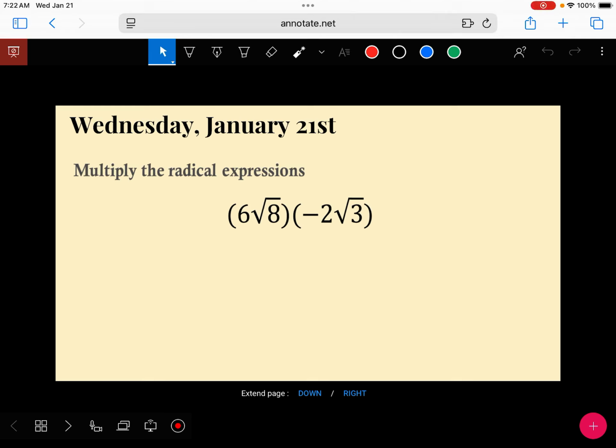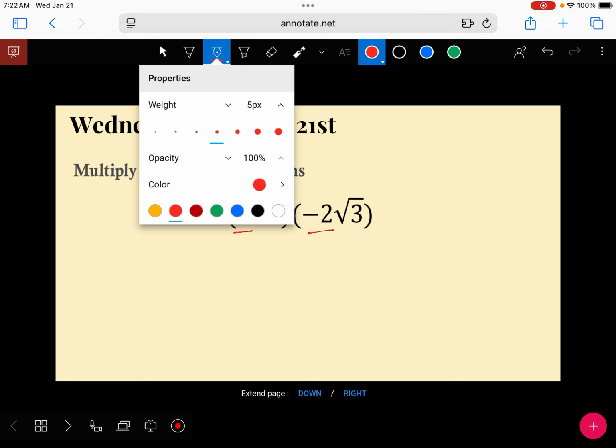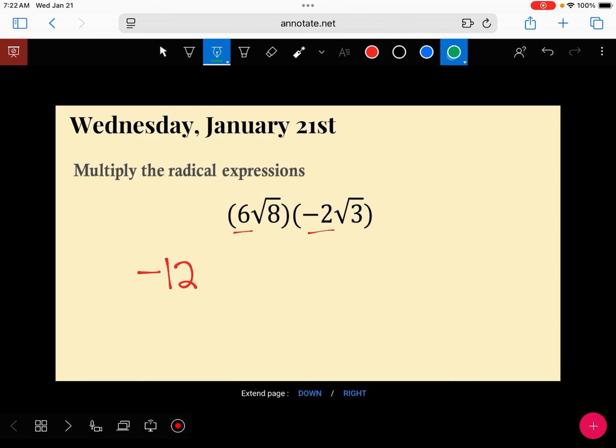After we multiplied the 6 and the negative 2, we got negative 12. And then if I multiply the numbers under the hood, let's make sure we understand this. When you multiply, they don't have to be the same number. That's only for adding and subtracting, okay? So then we build our cake with the 24.